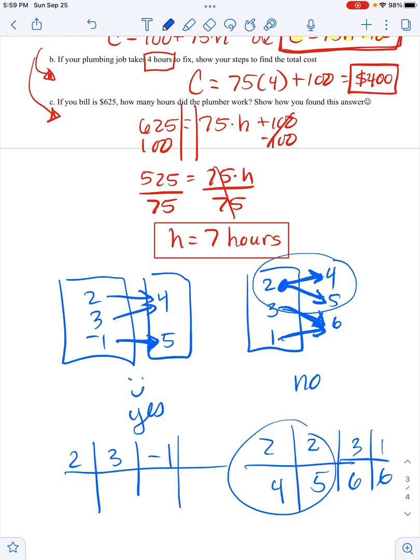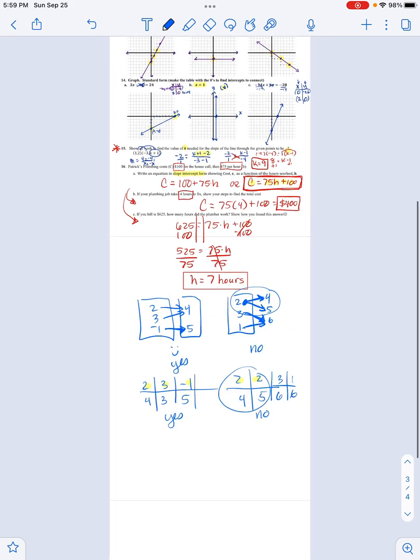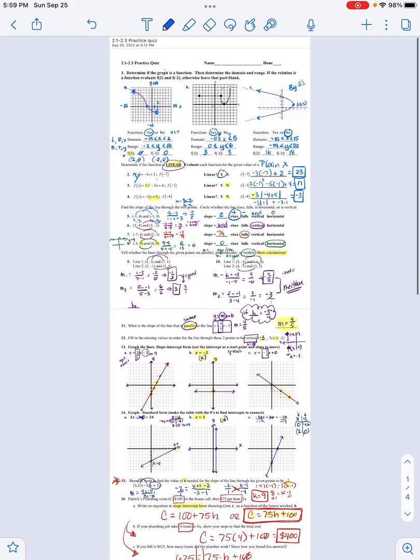So this is the part right here, that repeat x, that's problematic. Versus here in the first example, 2 goes to 4, 3 goes to 4, negative 1 goes to 5. I don't care if the y's repeat, but these are all individual. And since the x's don't repeat, this is still a yes, and this would be a no. So that's the only thing that's not on here that I would worry about.